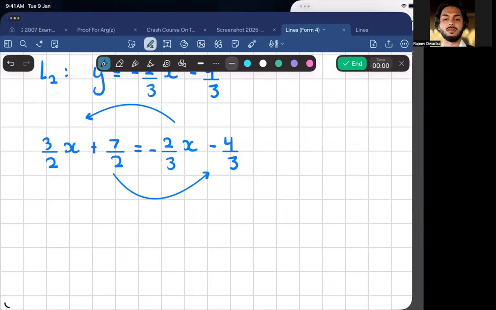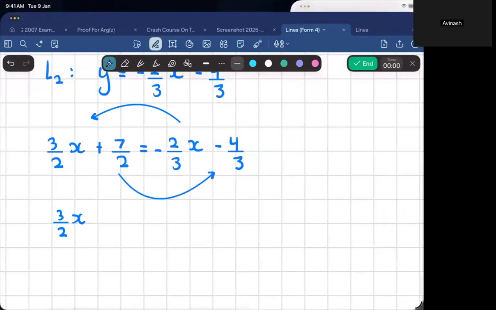So tell me what I should now write. 3 over 2x minus 2 over, no, we are positive. Wait, start again. So 3 over 2x. Yeah, 3 over 2x. So it will be positive 2 plus 2 over 3. Yes, because you move it across. Plus 2 over 3x, right? And that will be equal to minus 4 over 3 minus 7 over 2.